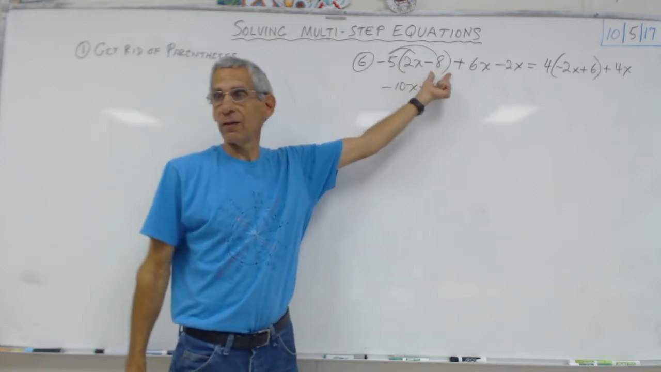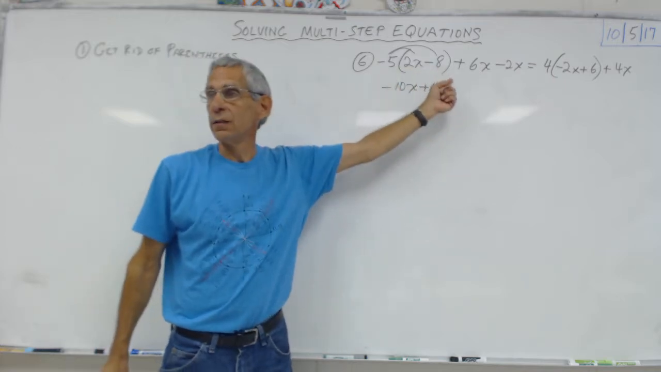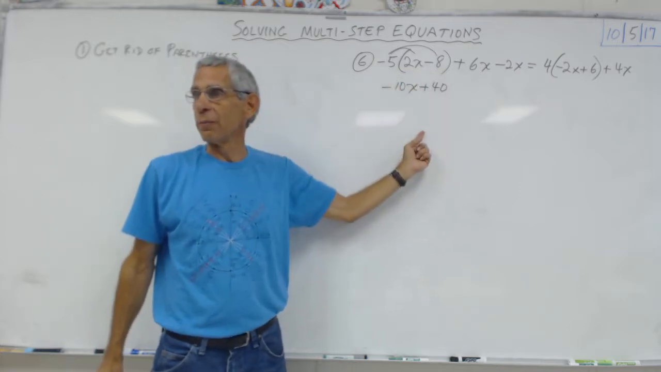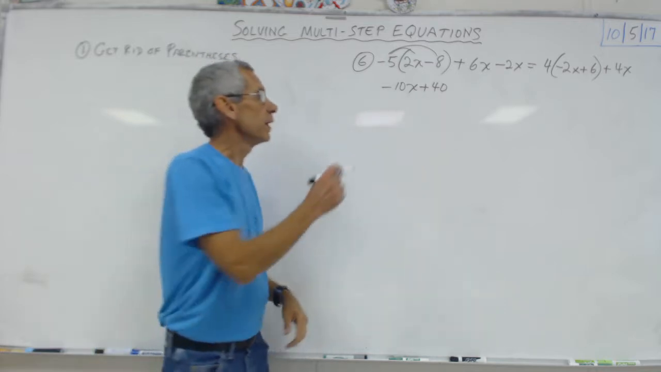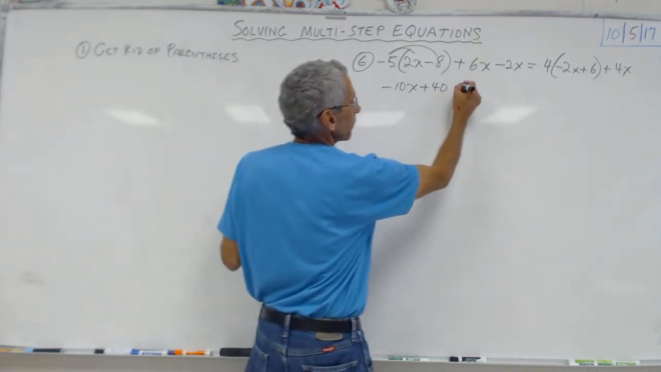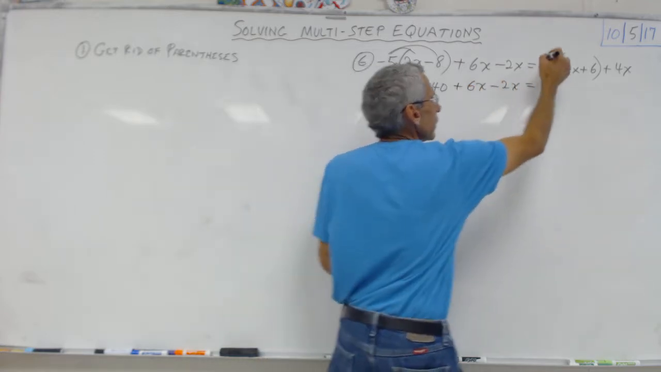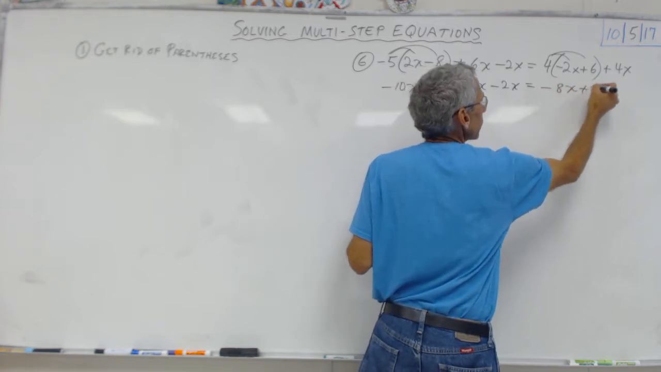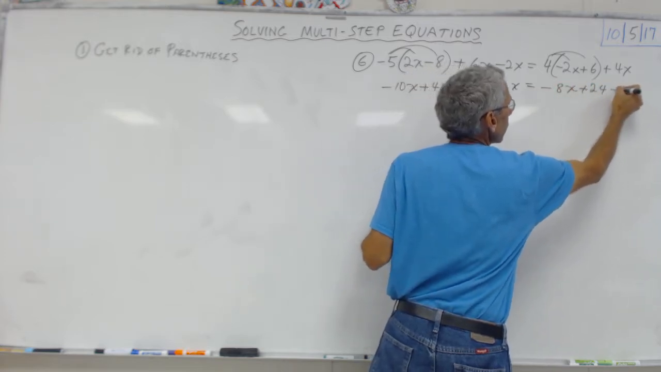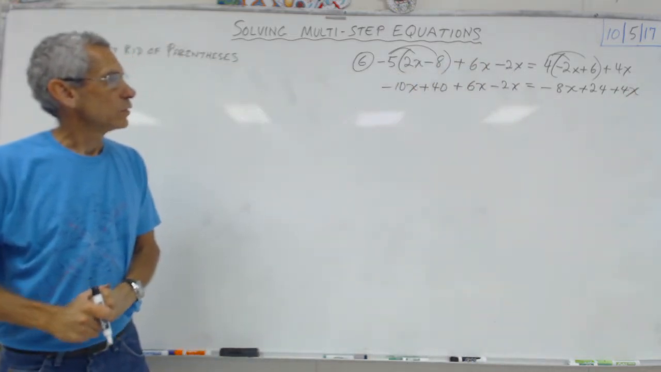When I'm distributing with negatives, I think of it as negative 5 times negative 8. I don't put minus and then negative 5 times 8, because then people mess up. They'll end up not seeing that it's positive, right? So suddenly it's positive 40, then plus 6x minus 2x equals. I gotta get rid of this one as well. So that's negative 8x plus 24 plus 4x. So now what do I do?